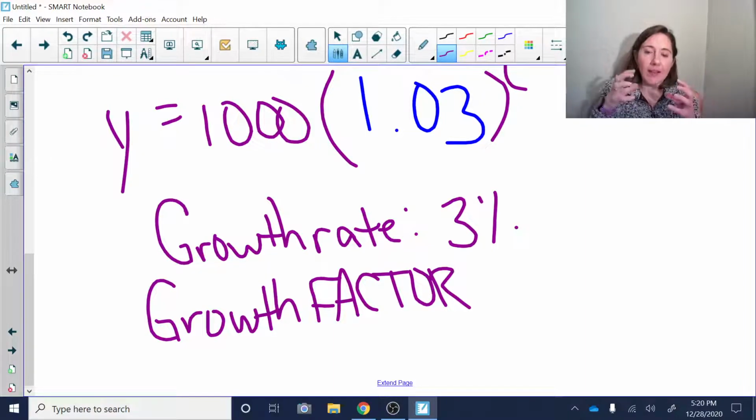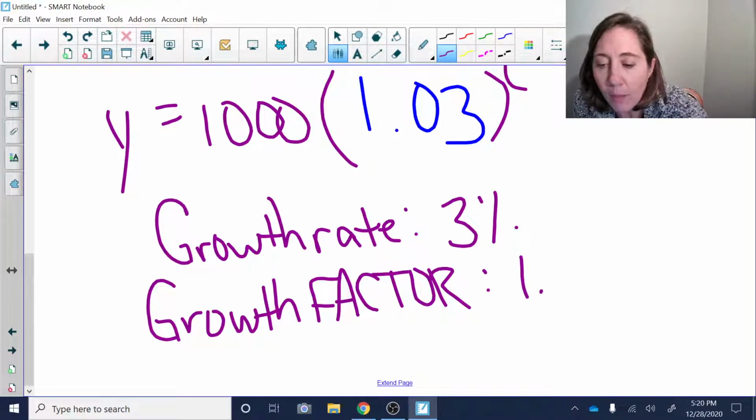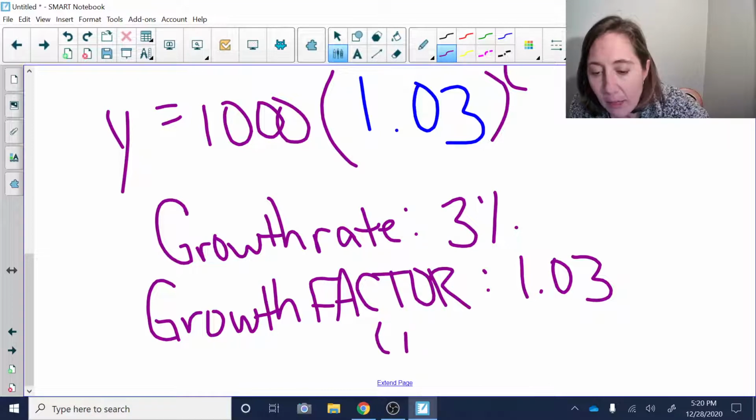Factor means you are multiplying. So in this, the 1.03 is what you are multiplying by over and over and over again. Remember, an exponent tells you, hey, multiply by this over and over and over again, however many times I tell you. So the growth factor here is the 1.03. It's that entire base. That's the growth factor. So it's the base.